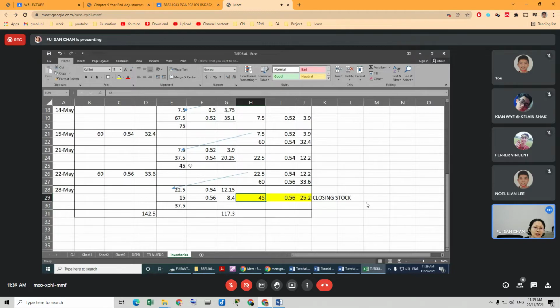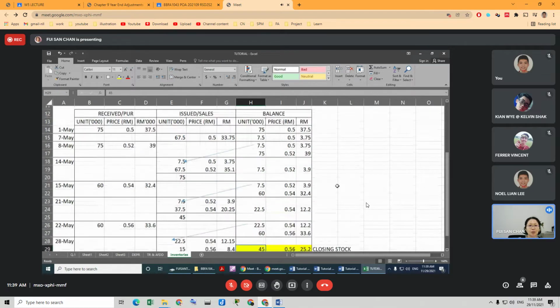So you see, this table tells you how much your total purchases are, this is your cost of goods sold, which is what you issue at cost price altogether, and this is the remaining, your closing stock. So we still have 45,000 liters at 56 cents per liter, so in total 25,200 remains. This is our closing stock.